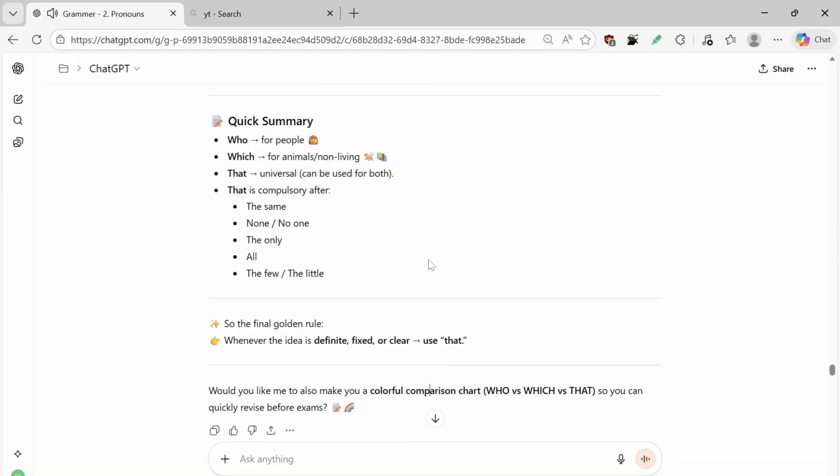That is compulsory after the same, none, no one, the only, all, the few, the little. So the final golden rule: whenever the idea is definite, fixed, or clear, use that. Would you like me to also make you a colorful comparison chart, who versus which versus that, so you can quickly revise before exams?